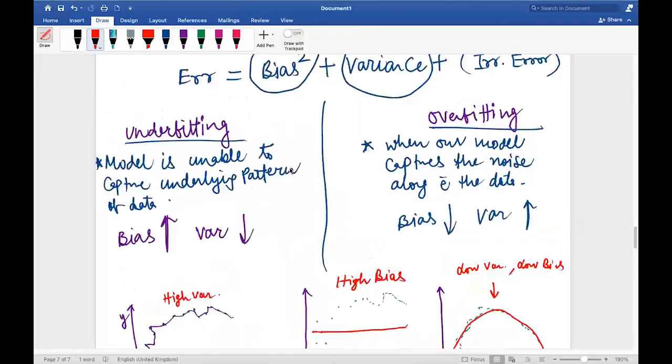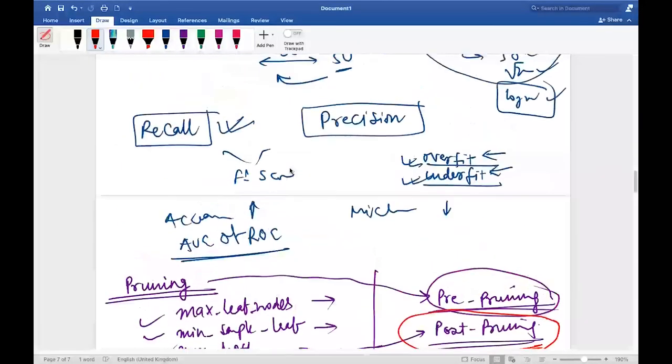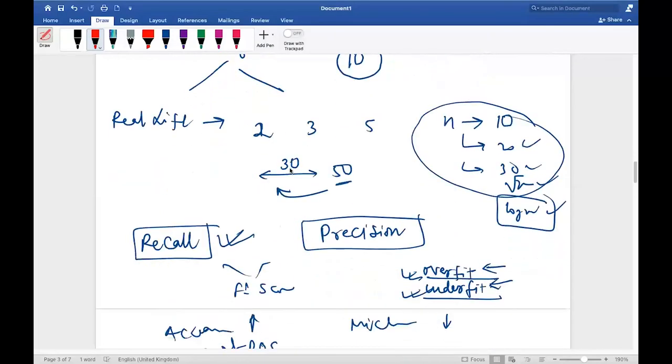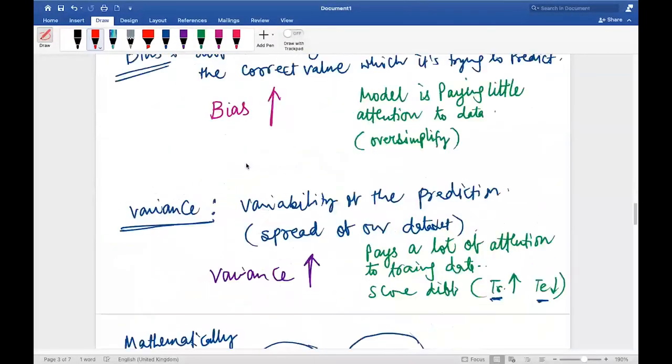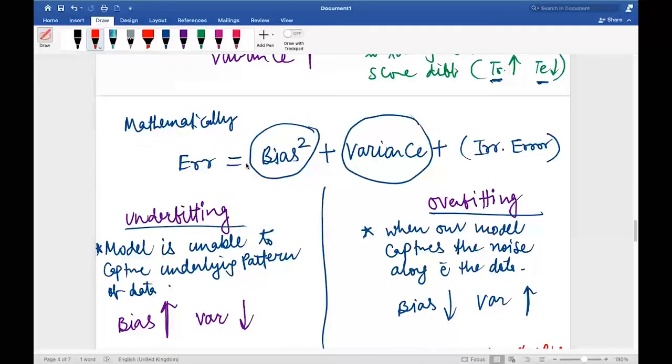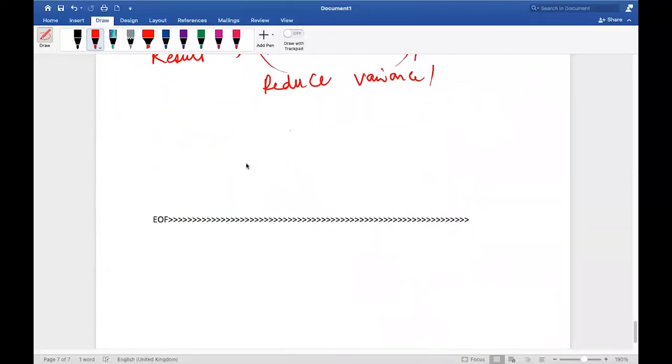What else did we study? The bias-variance trade-off, and there are multiple things inside this. Pruning we spoke about. Pruning is related to tree-based models only. We are going to see random forest also, which is also a tree-based model, so that is applicable there too. Is it clear? All these things should be clear till now.